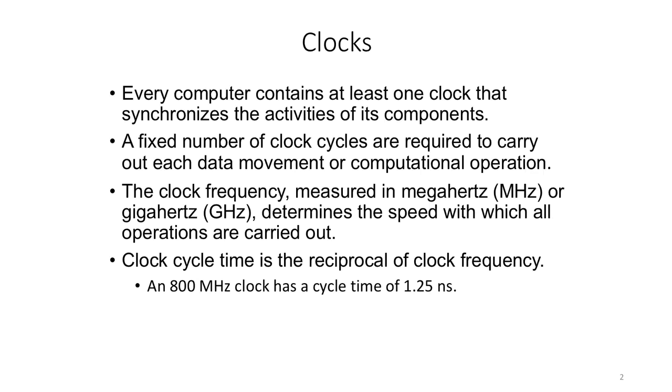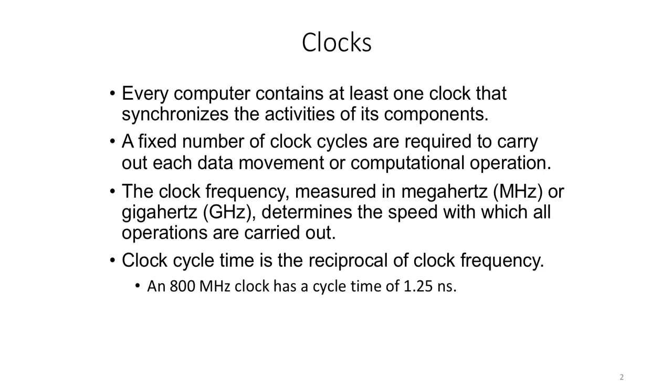In this video, we talk about clocks and the I/O subsystem. We know that every computer contains at least one clock that synchronizes the activity of its components. Basically, it needs a fixed number of clock cycles in order to carry out each data movement, for example, from the memory to the CPU, or some computational operation.